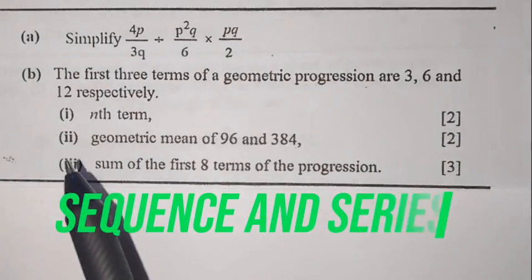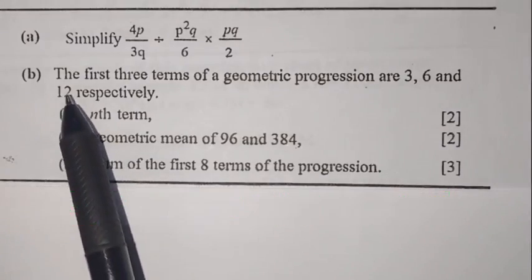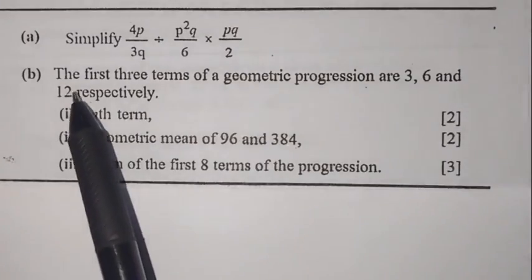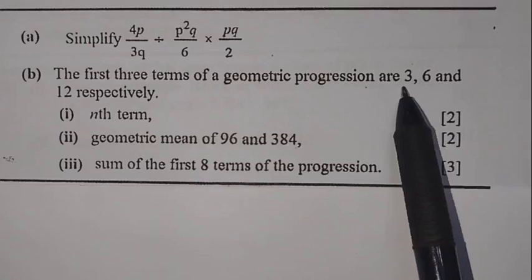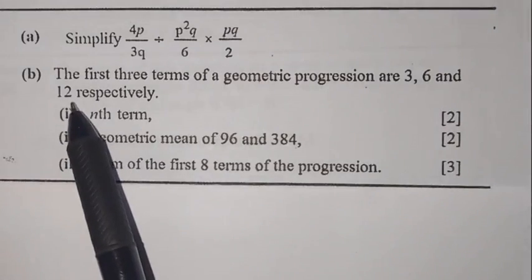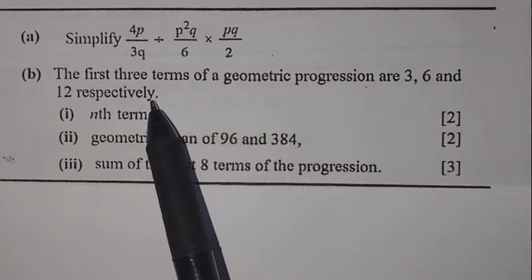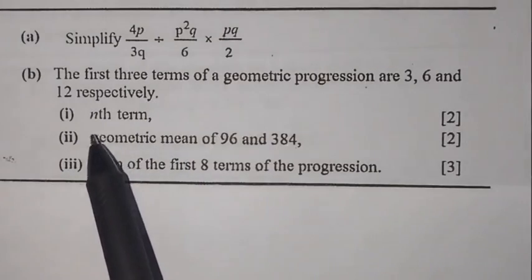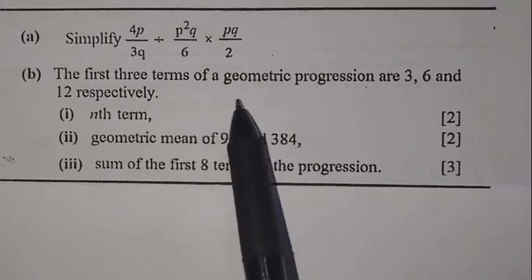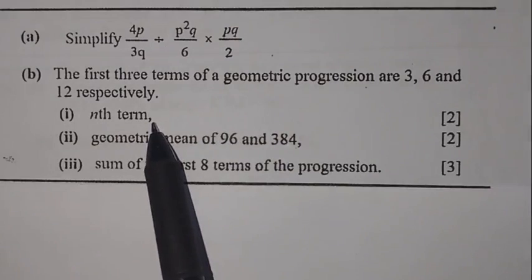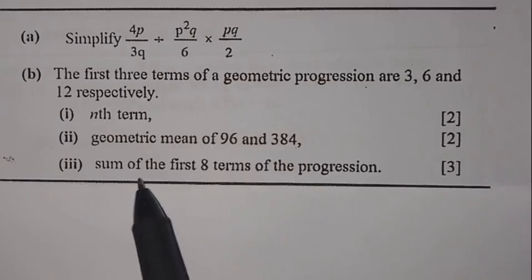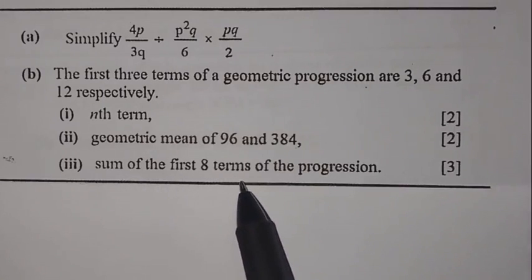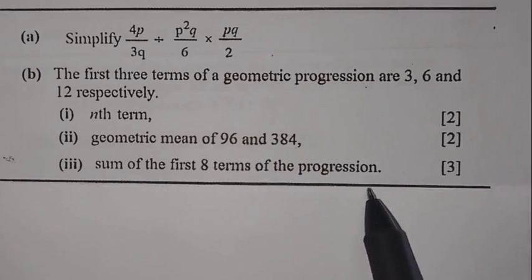So right here with me, I've got a question coming from Mathematics Paper 2, specifically from the topic Sequence and Series. This is the question that I want us to tackle. The first three terms of a geometric progression are 3, 6, and 12 respectively. Here we are supposed to find the nth term, find the geometric mean of 96 and 384, and find the sum of the first 8 terms of the progression.